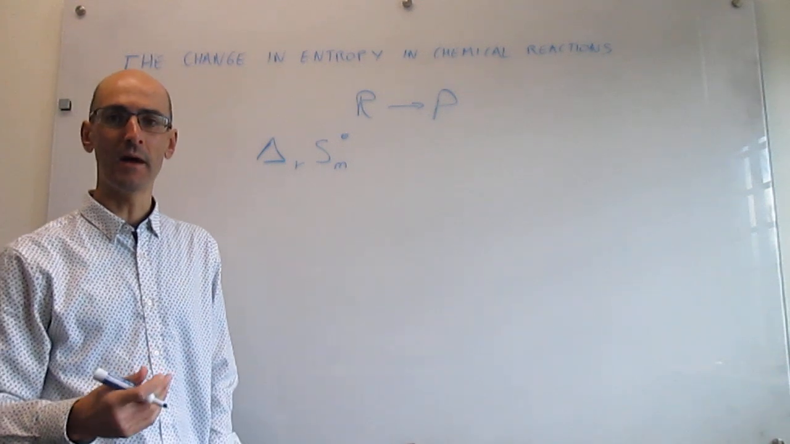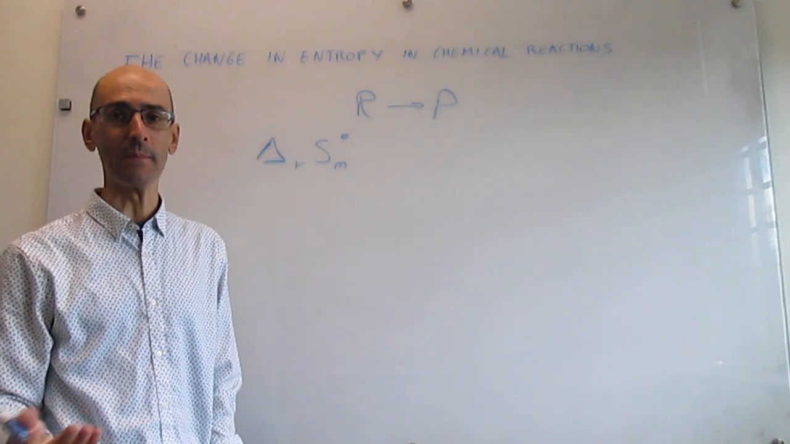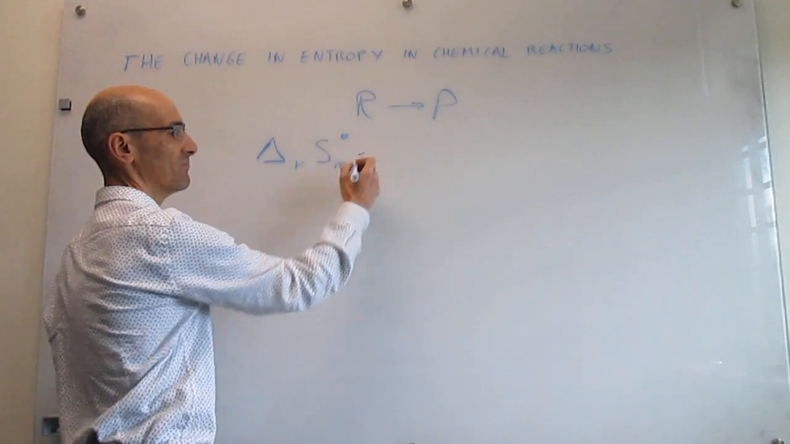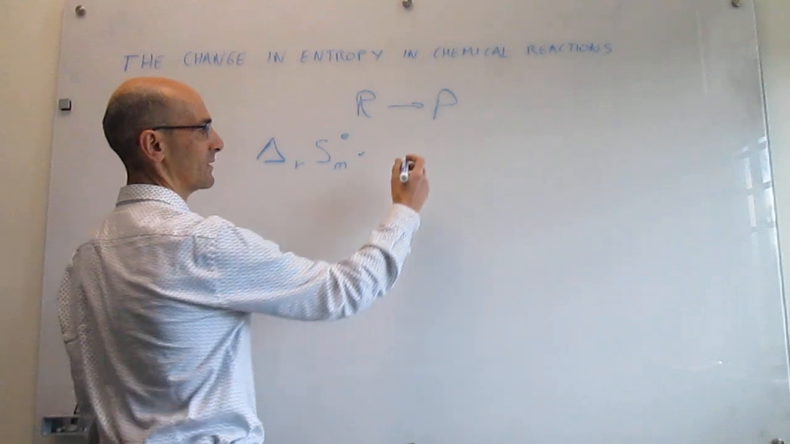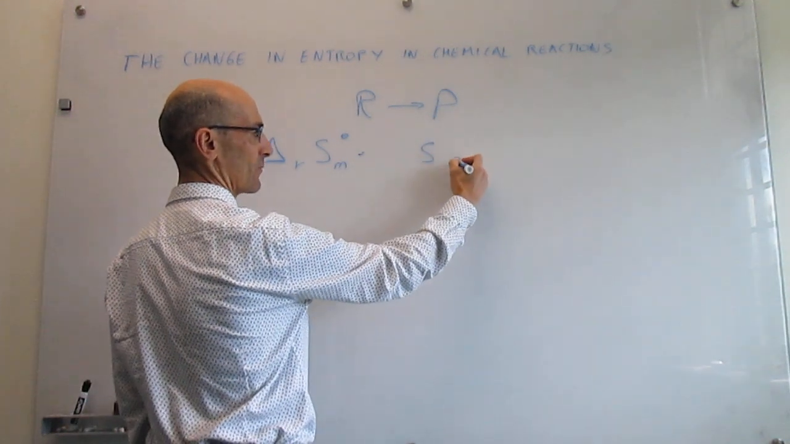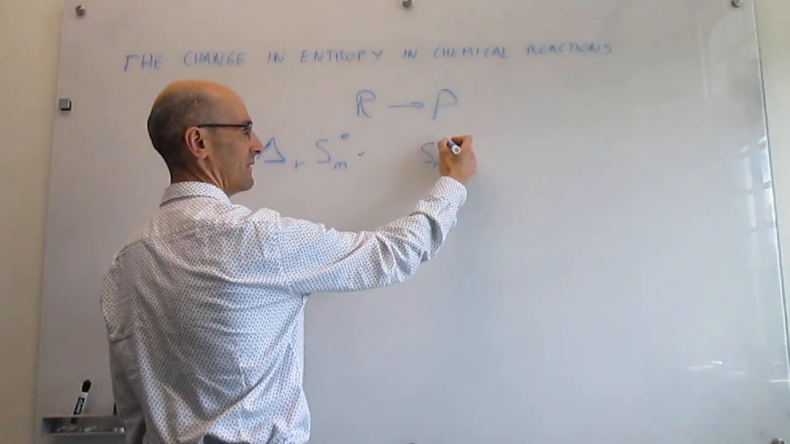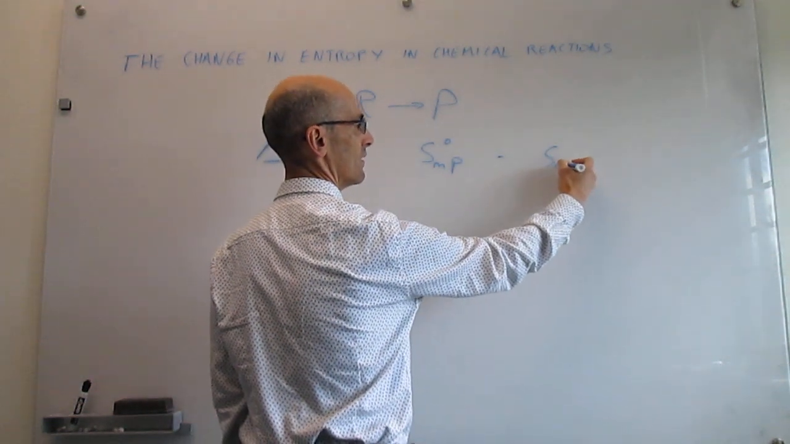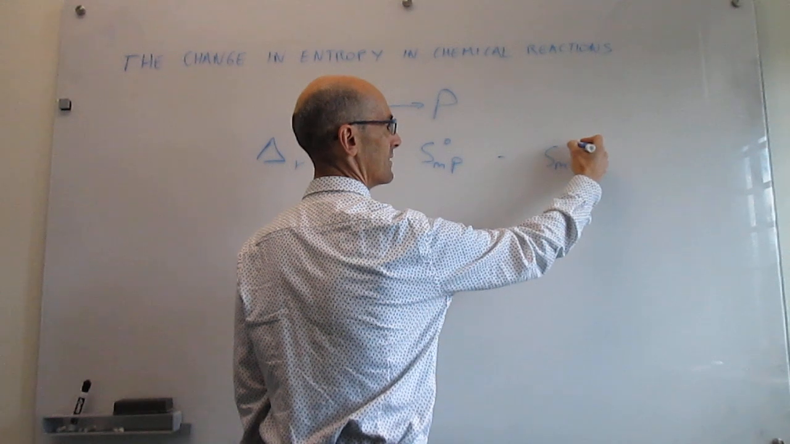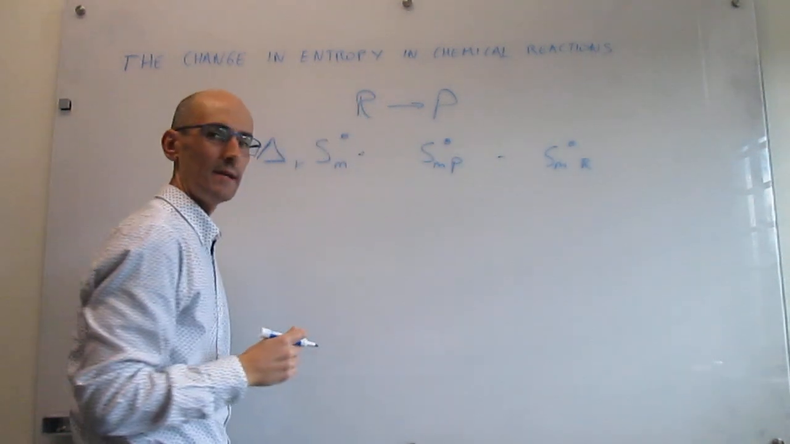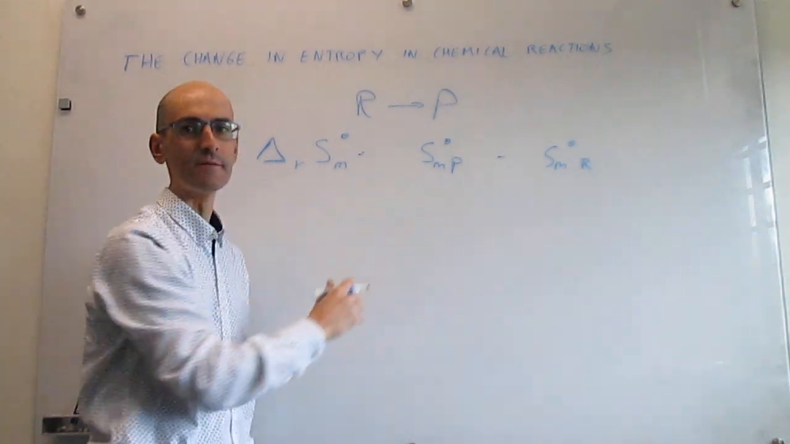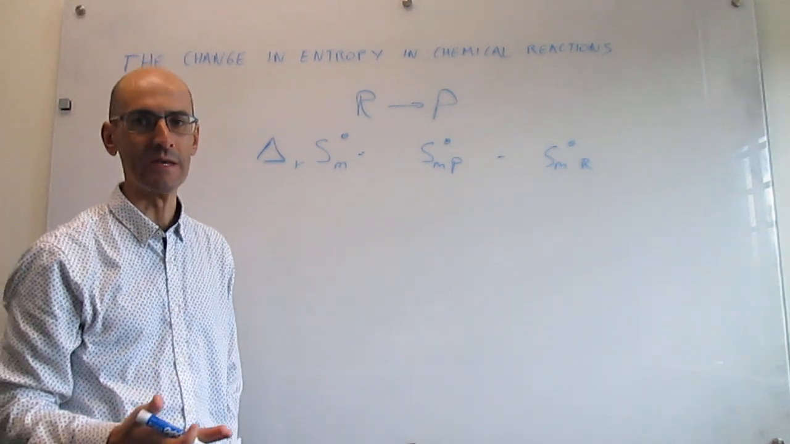Okay, so for entropy, we're going to do exactly the same thing. We're going to say that the change in entropy in a chemical reaction is simply going to be a measure of the entropy of your products, which will be molar and standard, minus a measure of the entropy of reagents, molar and standard. Now the question is, what are these measures of the entropies of products and reagents?